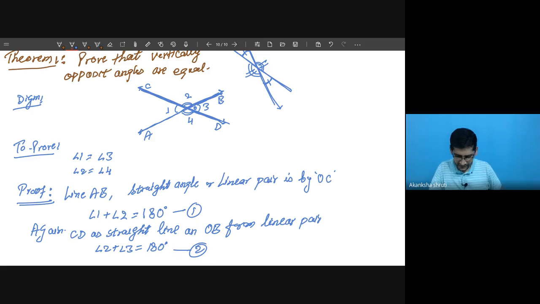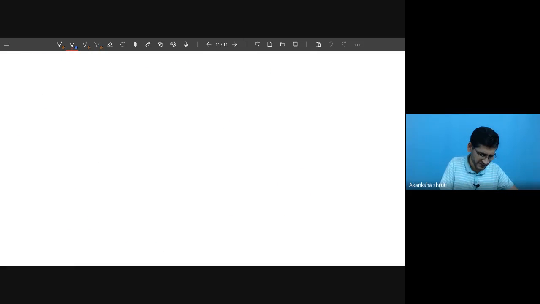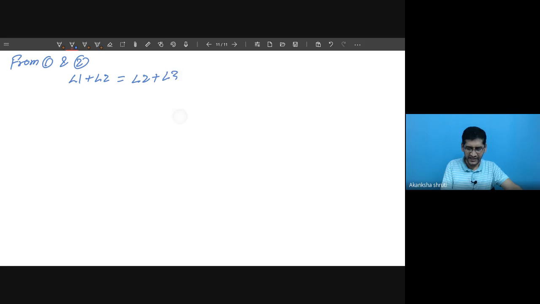Now see, student, you have to compare equation 1 and 2. What can we write? Right hand side of both the equations is 180 degrees, so left hand side can be equated. From 1 and 2, what can we write? First we have written angle 1 plus angle 2 was 180, and from these we have seen that angle 2 plus angle 3 is 180. Means both of these are equal to 180. So you can leave this equating to 180. You can just write this much.